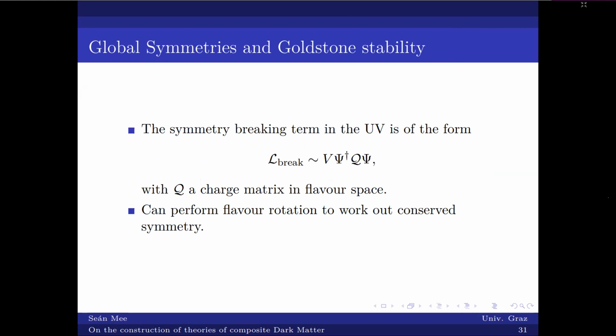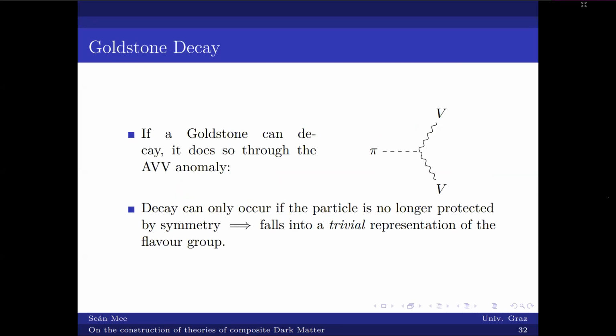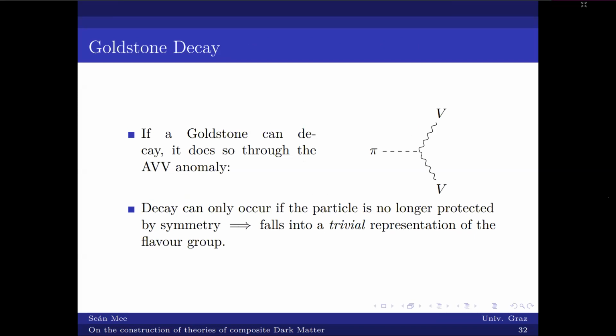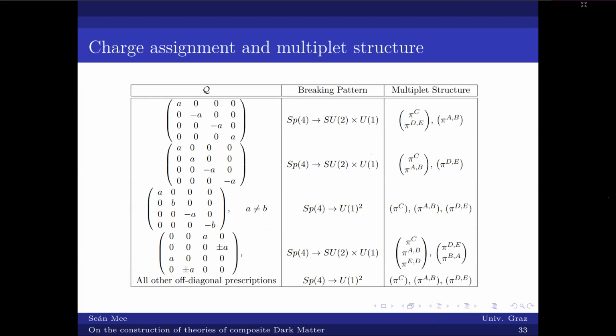Okay, so now we can work out the preserved symmetry by performing a flavour rotation, which I'll just skip to this table, which outlines what I'm talking about. So you're right, there are many choices of charge assignments which break SP4 maximally down to this U1 cross U1. And here we at least have one unstable guy, right? The analog of the pi 0 is going to be unstable.